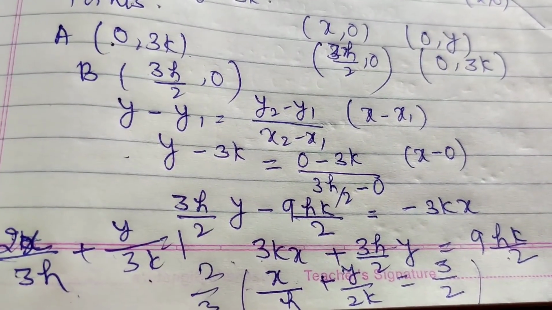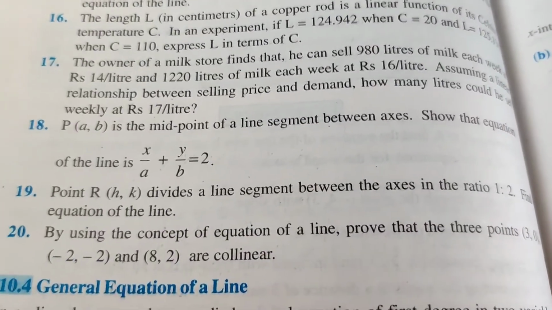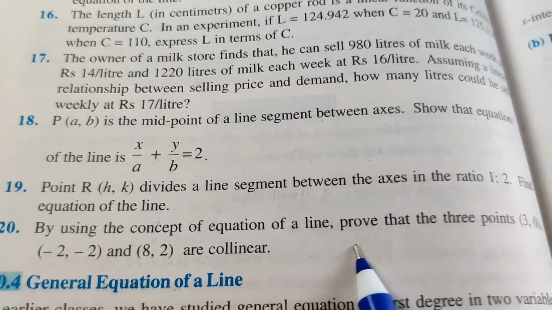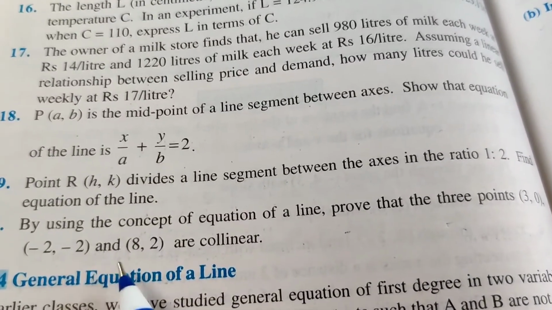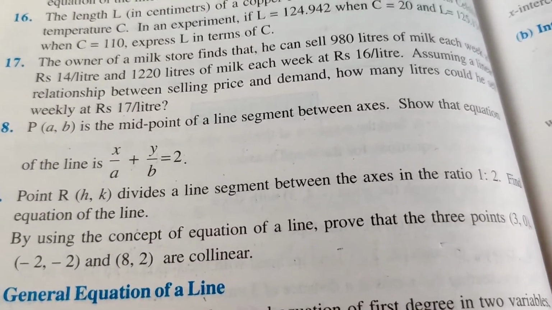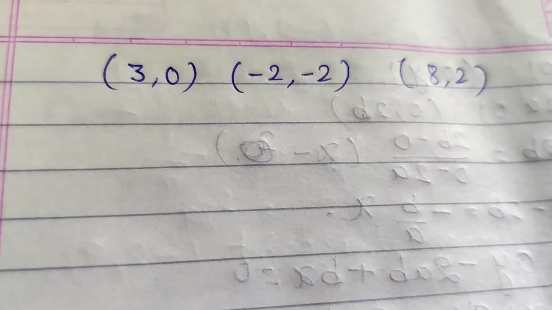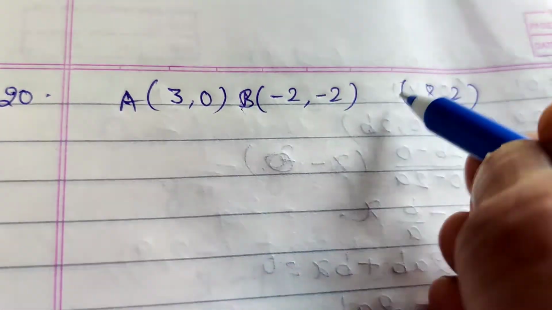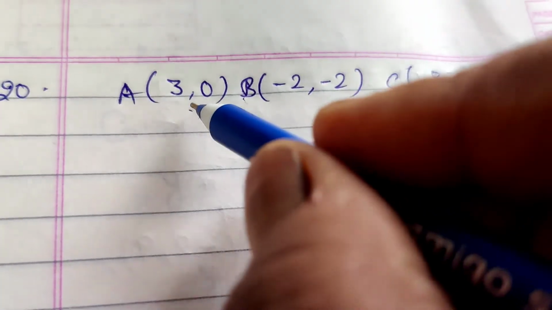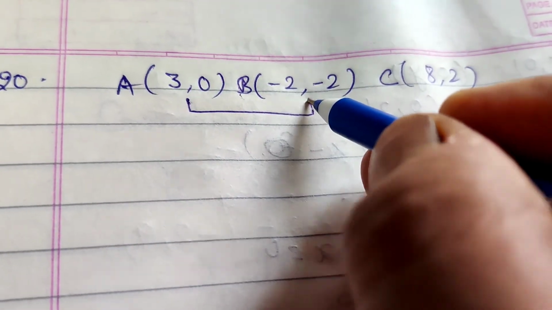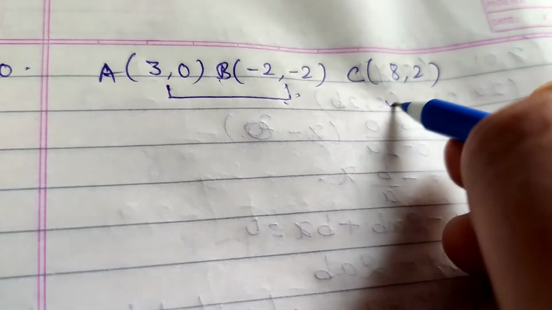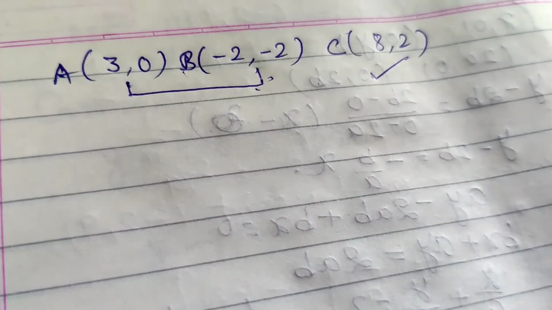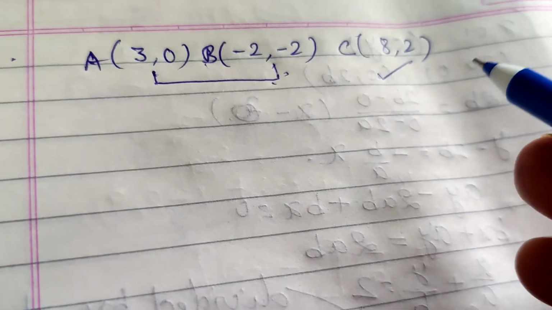Now question number 20, the last question. By using the concept of equation of line, prove that the 3 points (3, 0), (-2, 2) and (8, 2) are collinear. Suppose there are 3 points on a line A, B and C. अगर इन दोनों पॉइंट्स से अगर एक लाइन पास करती है उसकी इक्वेशन इसको भी सेटिस्फाई करेगी. अगर सेटिस्फाई कर देगी इट मीन्स दीज पॉइंट्स आर कोलिनियर.